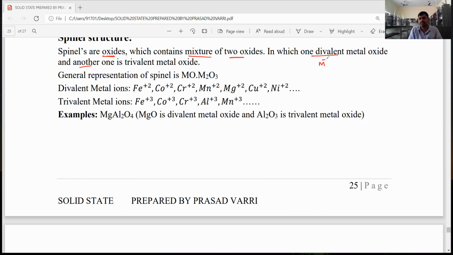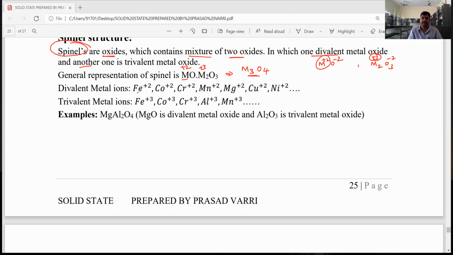Divalent metal oxide means MO, with O2- and M2+, and trivalent means M2O3, with O2- and M3+. Divalent and trivalent metal oxides are present. Those are called spinels. These mixed oxides are called spinels. The general formula is MO·M2O3, which we simply write as M3O4. Here the metal has both the +2 oxidation state as well as the +3 oxidation state.